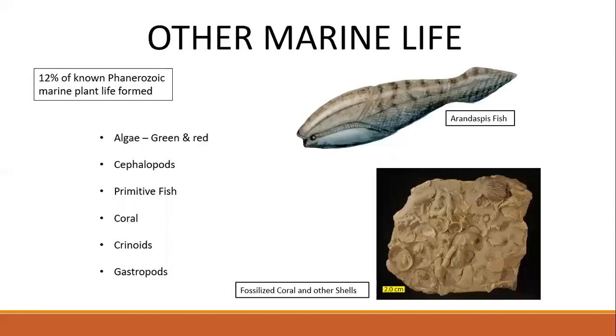Other marine life includes red and green algae, cephalopods, certain primitive fish, coral, crinoids, and gastropods. To the right is an Arundaspis, a jawless fish. Interestingly, the earliest shark fossils are also from the Ordovician period, though only shark-like scales were found, no teeth. And below is a piece of Ordovician coral that was found in Ohio. Intriguingly, 12% of all Phanerozoic marine fauna formed during this period.